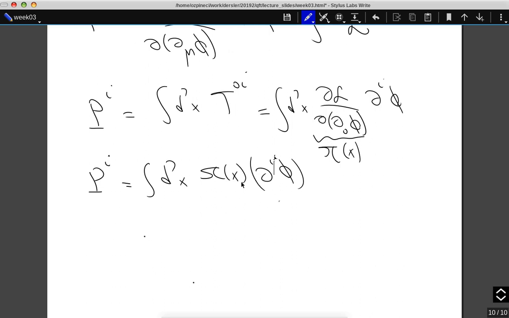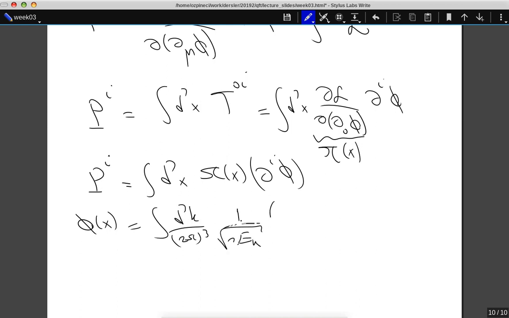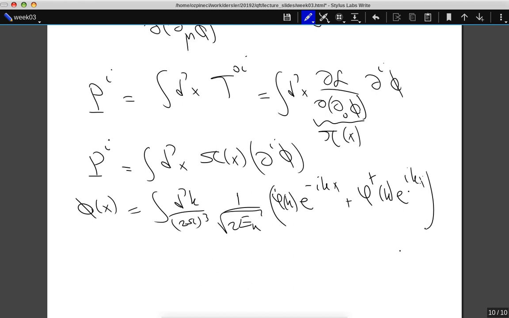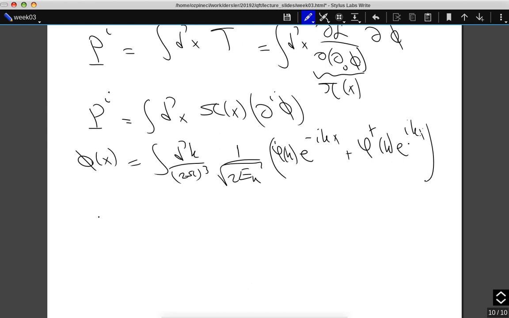We know the expressions of our fields phi. Phi of x was given as an integral over the momenta, with 1 over the square root of 2 e k, a of k e to the power minus i k x plus, phi of k and phi dagger of k. This was our field. The rest will be a straightforward but kind of boring derivation, but let's do it once.